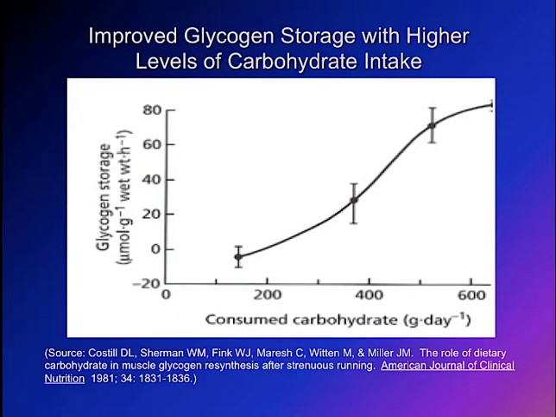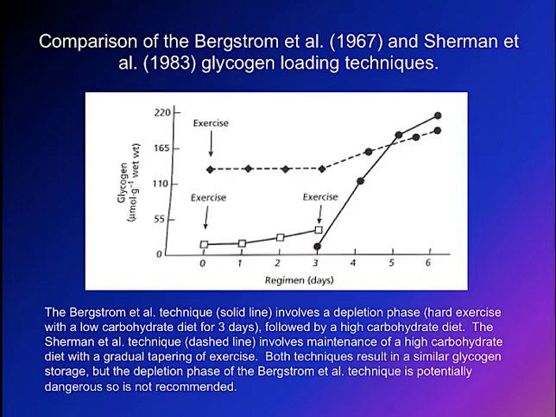There are ways to improve the storage of carbohydrate as glycogen in muscles. One way is just to increase the amount of carbohydrate you consume every day. The higher your intake in terms of grams per day of carbohydrate, the greater the potential you have of increasing glycogen storage in your muscles. If we were to carry this out a little bit further, this would plateau because there's a limit to how much carbohydrate storage you actually can have. So higher carbohydrate intakes result in higher glycogen storage.